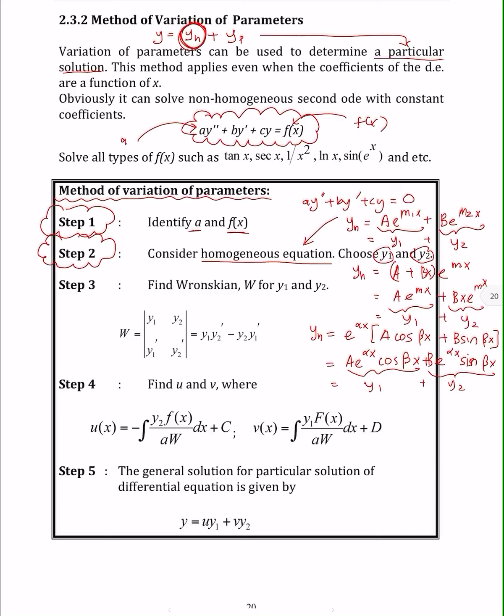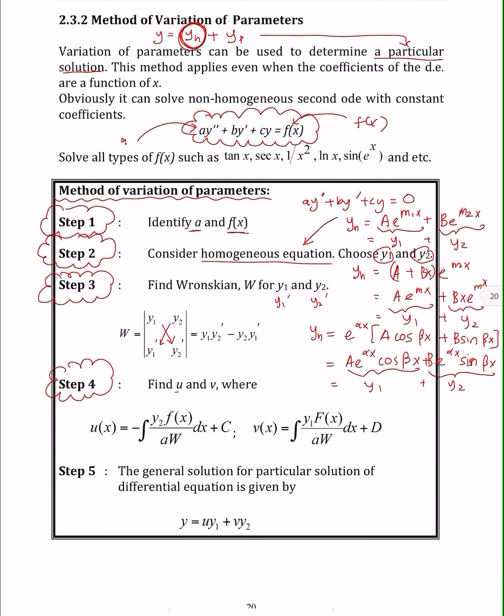After we determine y1 and y2, we need to find W. What is W? W is equal to y1 multiplied by y2 prime minus y2 multiplied by y1 prime. So after we define y1 and y2, we look at y1 prime and y2 prime, and then we can give the value for W. Where do we use this W? It is in step 4.